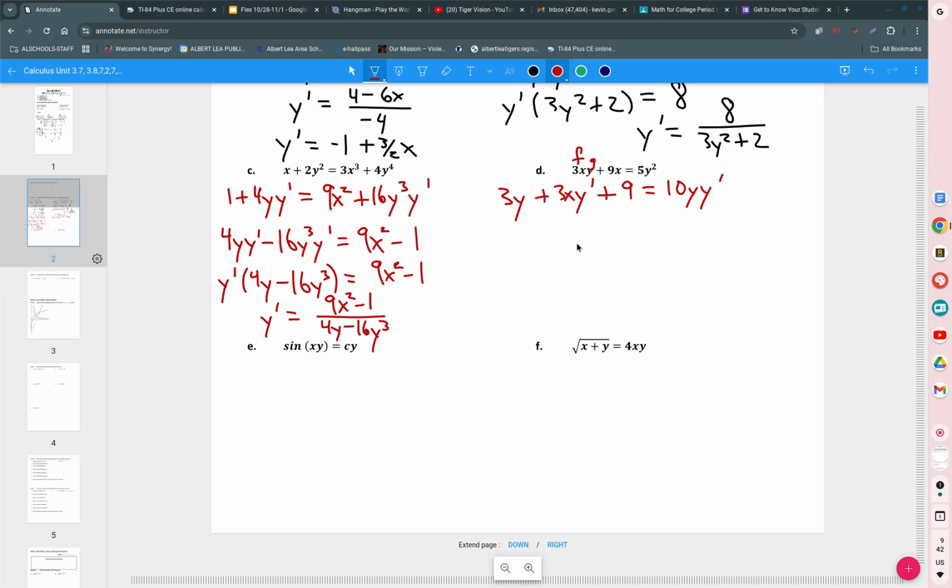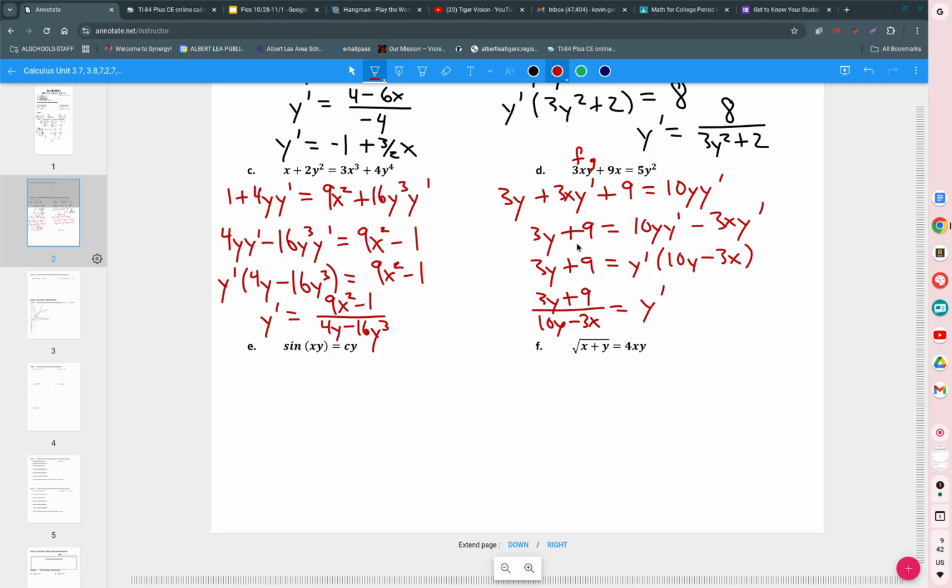Once we have it there, the rest should be simple, right? I'm going to gather my y primes on the right-hand side. I have 3y plus 9 is equal to 10y y prime minus 3x y prime. We factor out that y prime, and I divide. So I have 3y plus 9 over 10y minus 3x is equal to y prime.